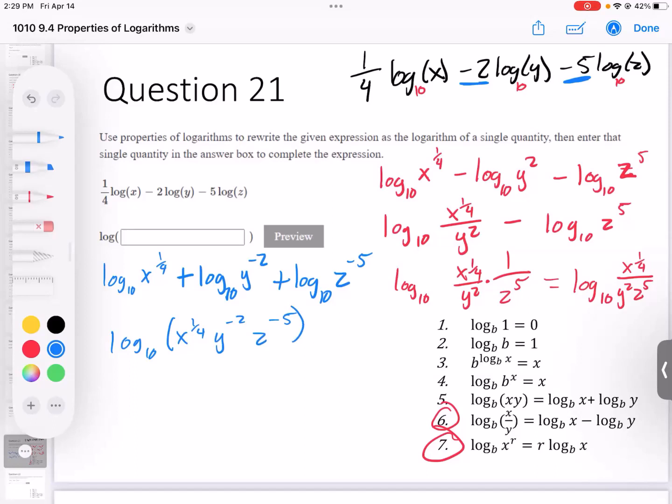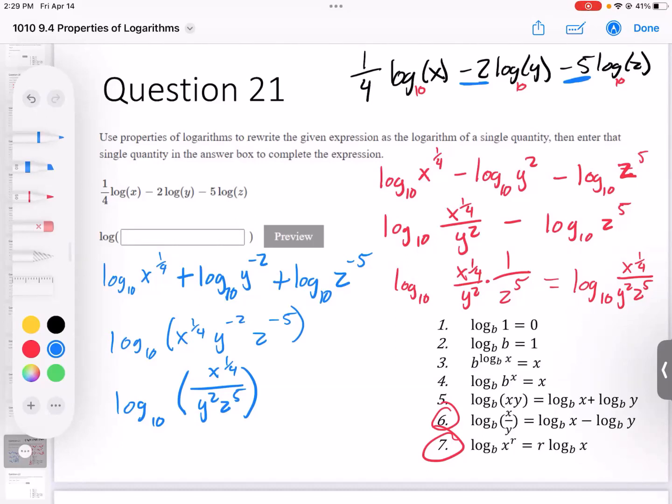But negative exponents create reciprocals. And so I could rewrite this as log base 10 of x to the 1/4 over y squared z to the 5th. So regardless, you still end up with the same answer either way. I just like doing it this way because then you don't end up with this step where you're trying to divide a fraction by something else. But you can do it either way and it will give you the same result in either case.